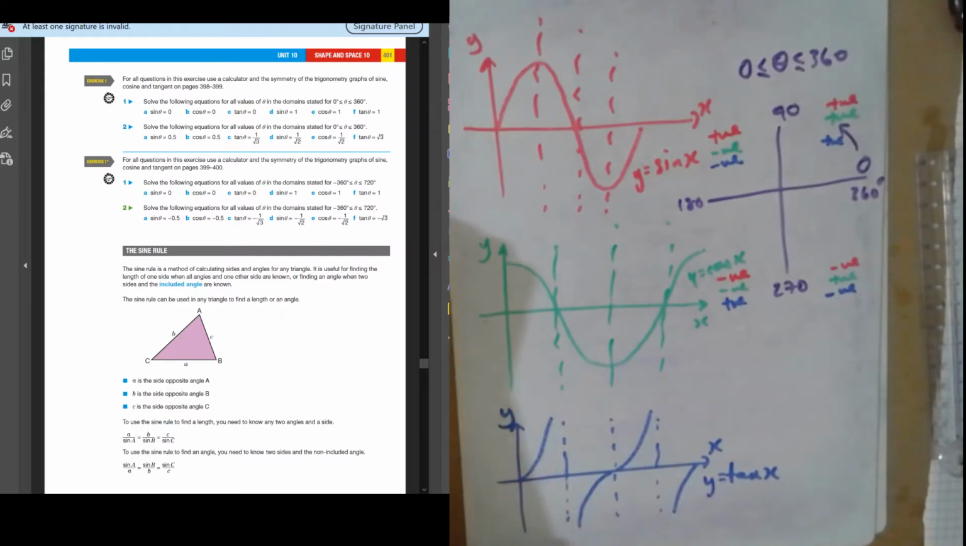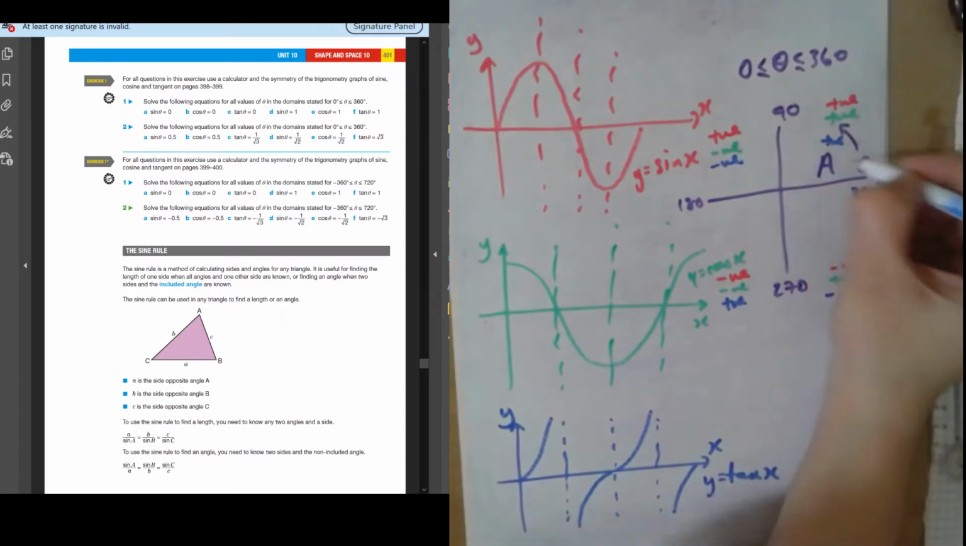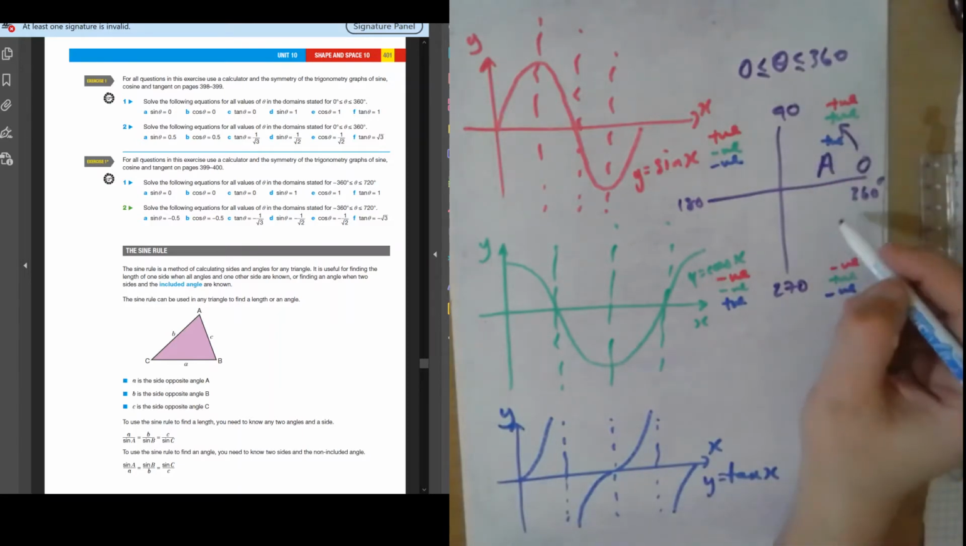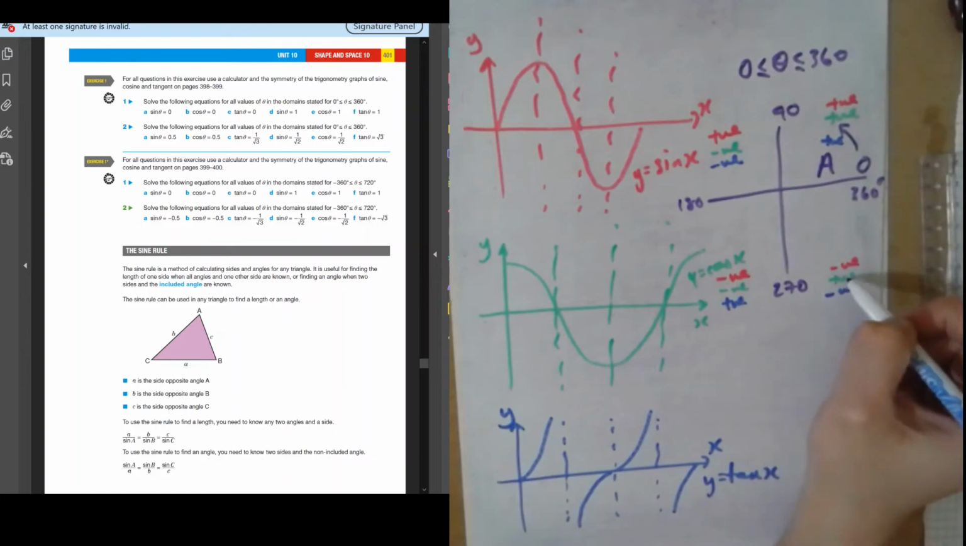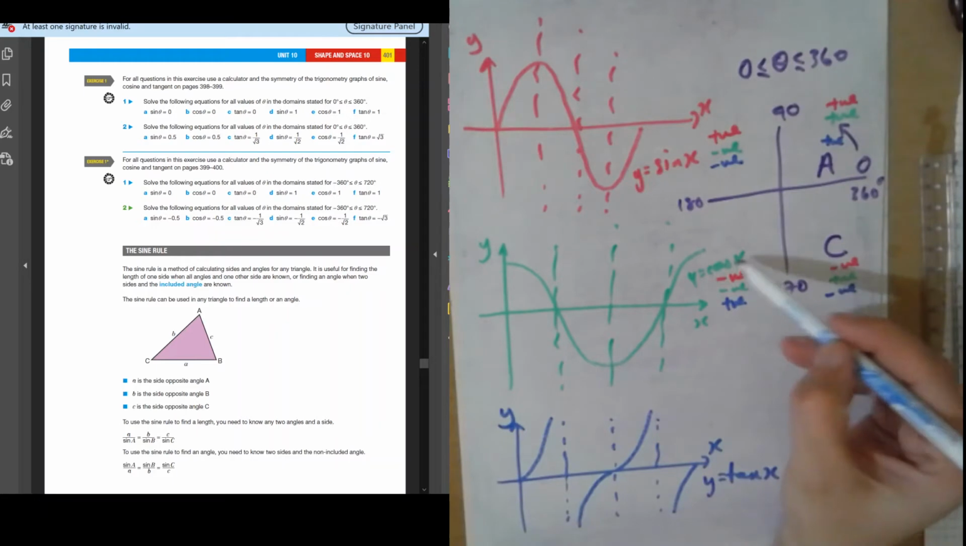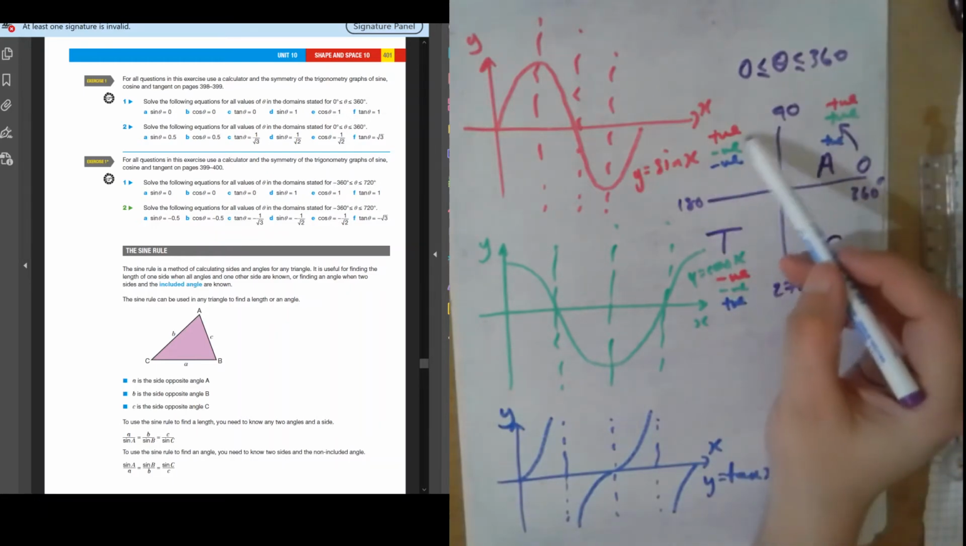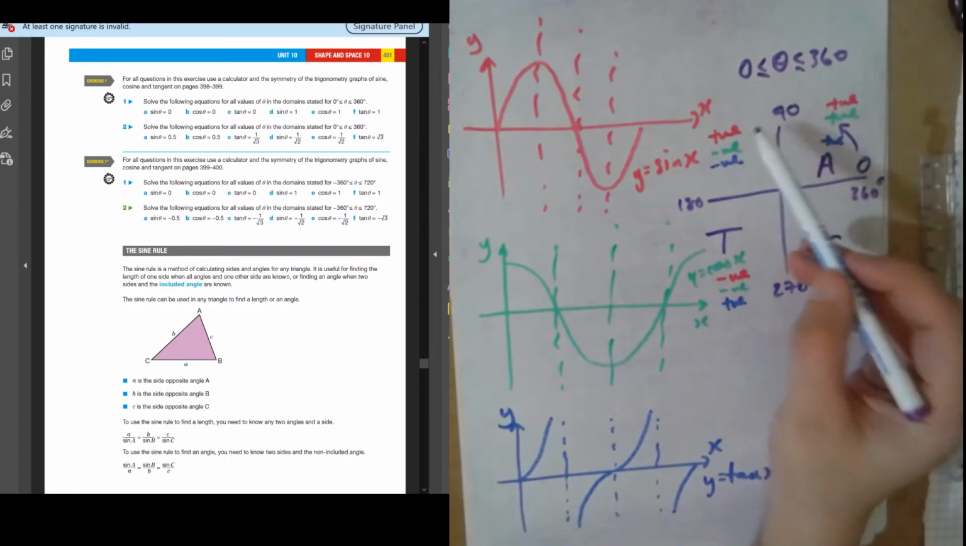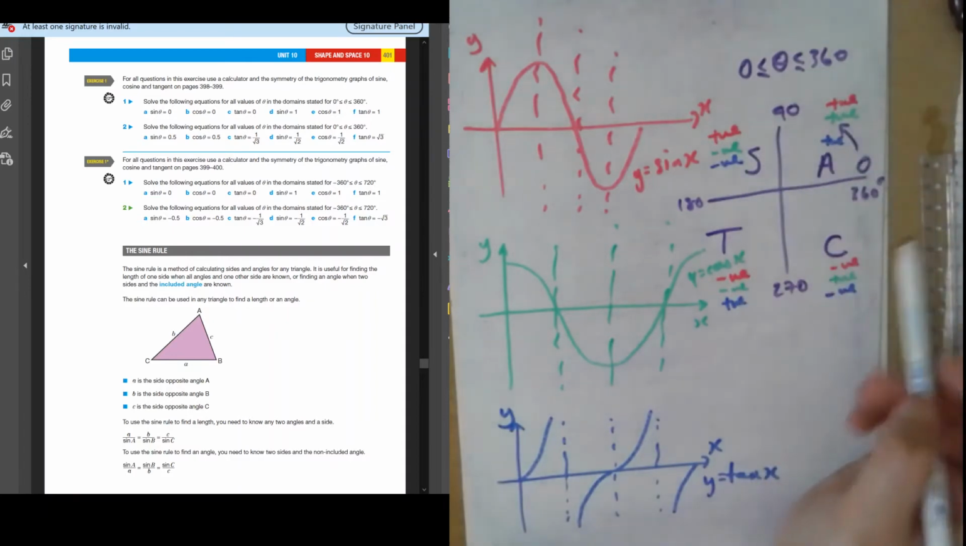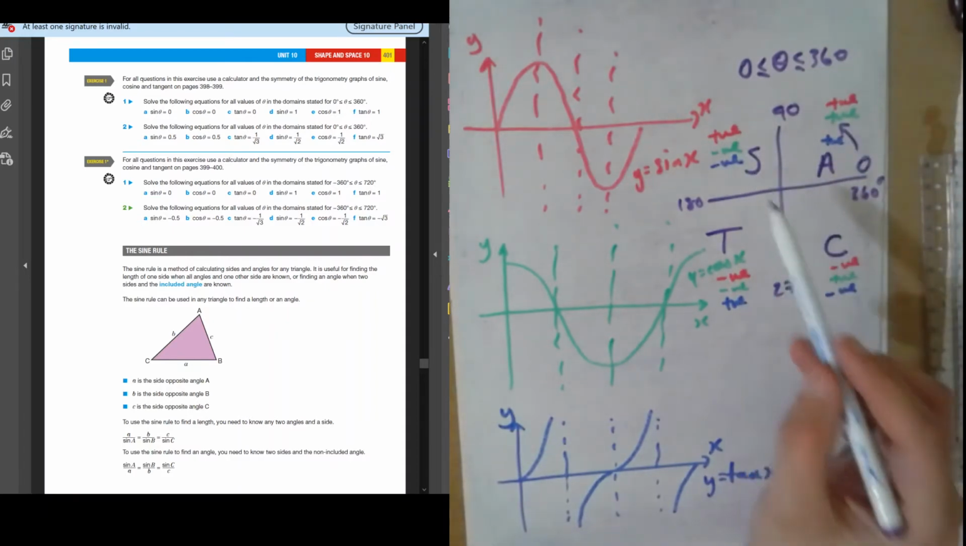So all you need to know is what is positive in each of those quadrants. For this quadrant, all of them are positive. For this quadrant, only the cosine is positive. For this quadrant, only the tangent is positive. And for this quadrant, only the sine is positive. So you should see CAST.